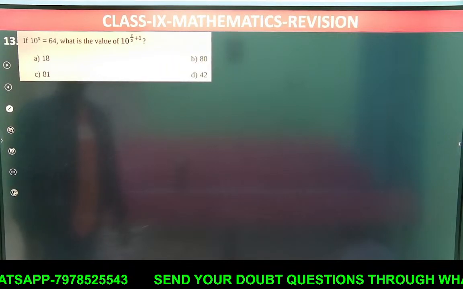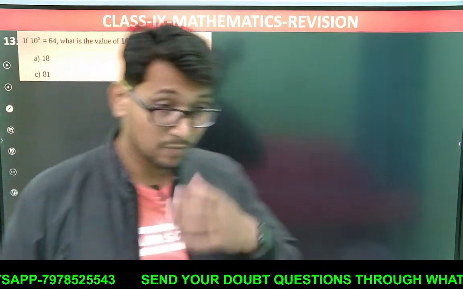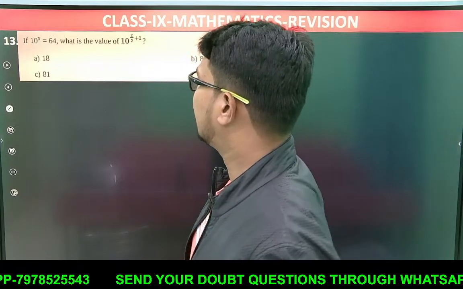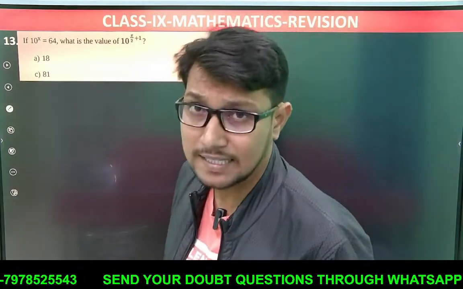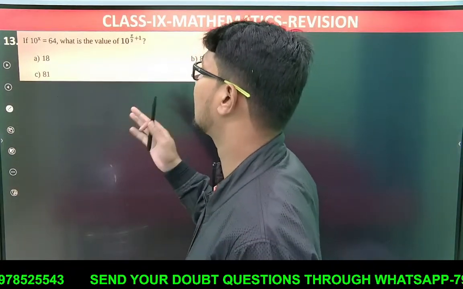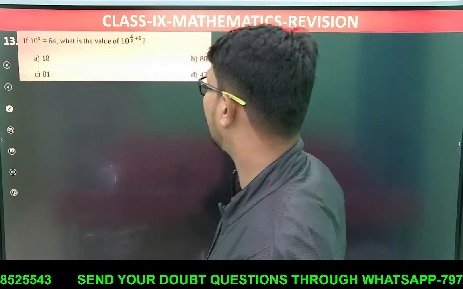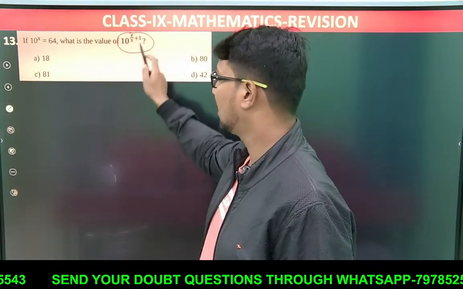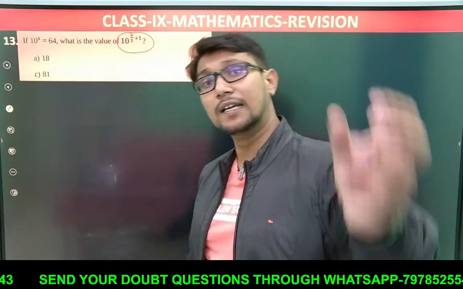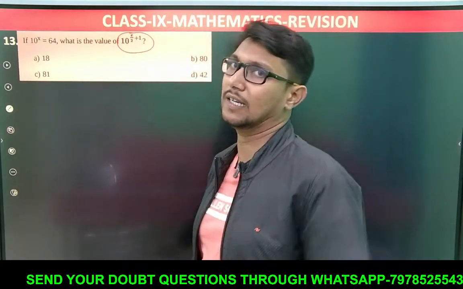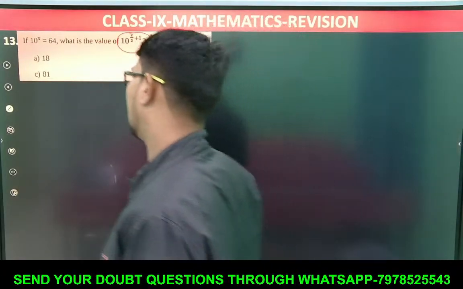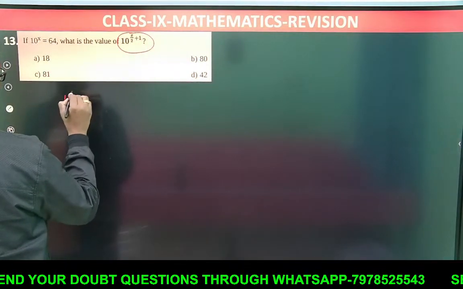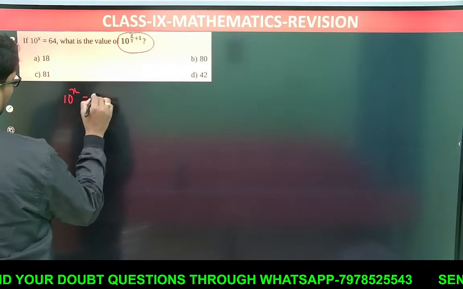Next question is here. It is a very important question. How to solve this question? See, the question is saying if 10 to the power x equals 64, then what is the value of 10 to the power x by 2 plus 1? Meaning, this 1 has been added in the exponent. So now let us find. It is given 10 to the power x is equal to 64.